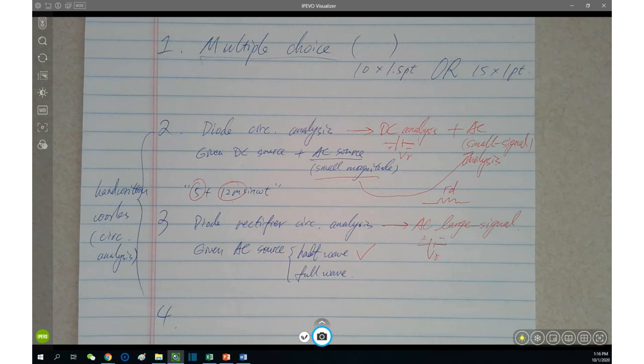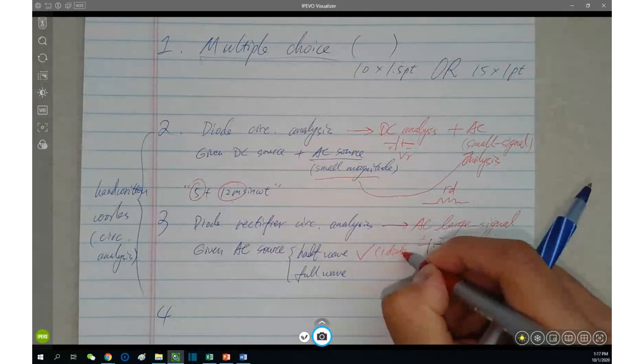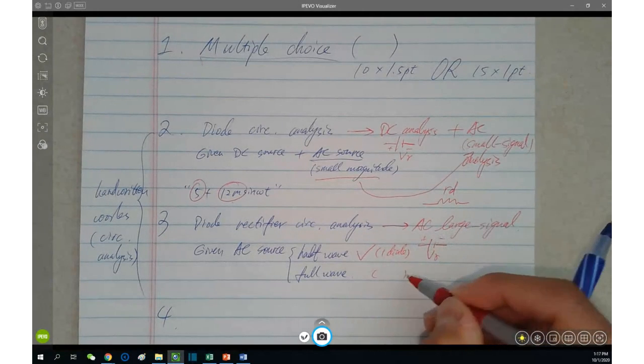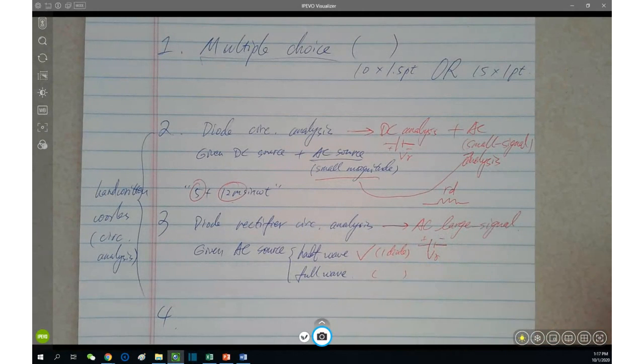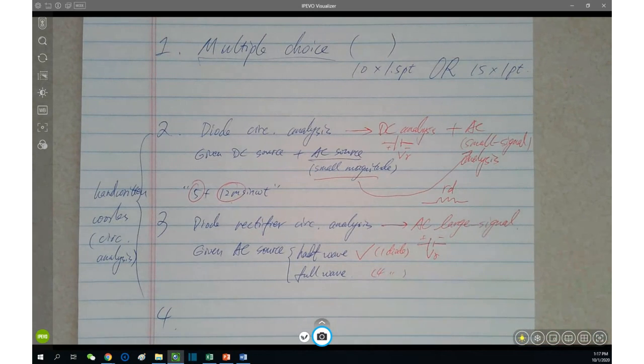Half wave. By the way, what does it mean by half wave? In the circuit, how many diodes are you going to see? Just one. Exactly. Very good. How many in full wave? Anyone remember? 4. Very good.